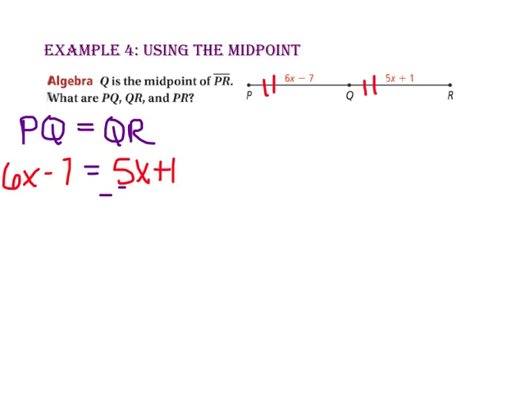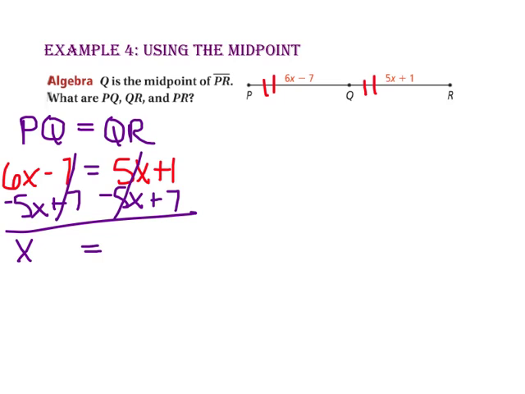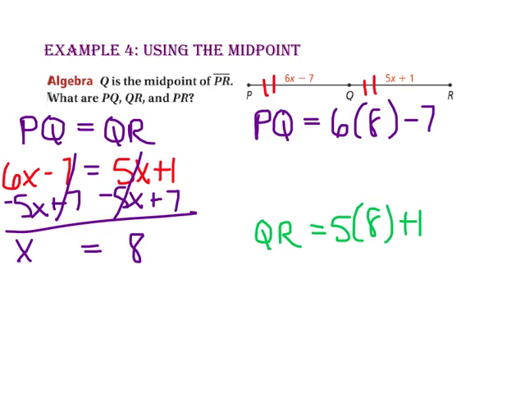If we subtract 5x from both sides and add 7 to both sides, we will end up with 1x equal to 8. So x is 8. To find the length of segment PQ and segment QR, let's substitute 8 in for x in both of these equations. 6 times 8 is 48. 48 minus 7 is 41. So the length of segment PQ is 41.